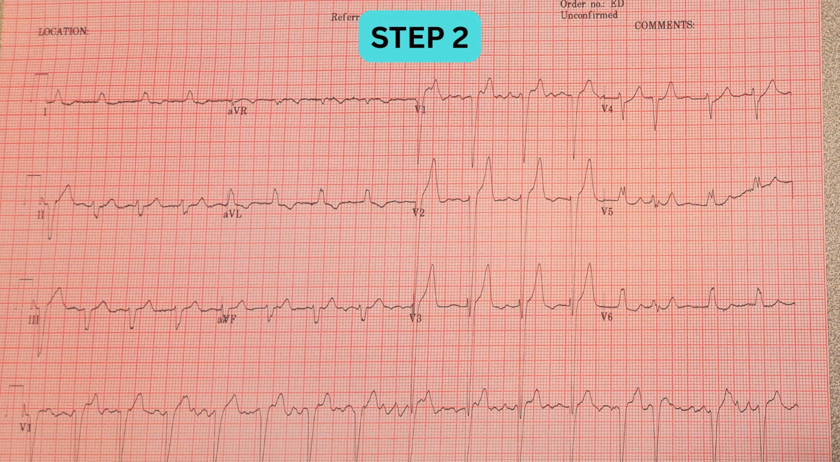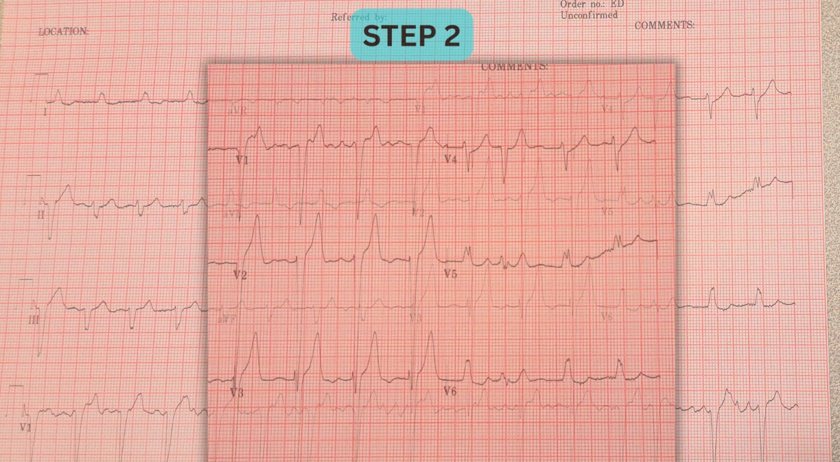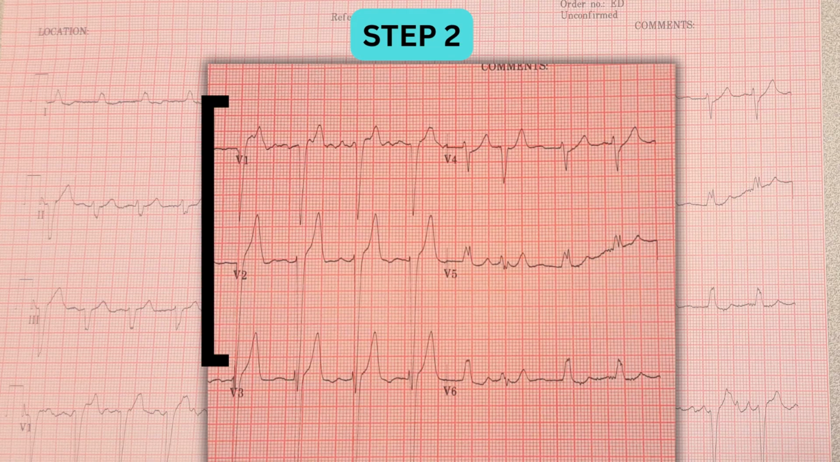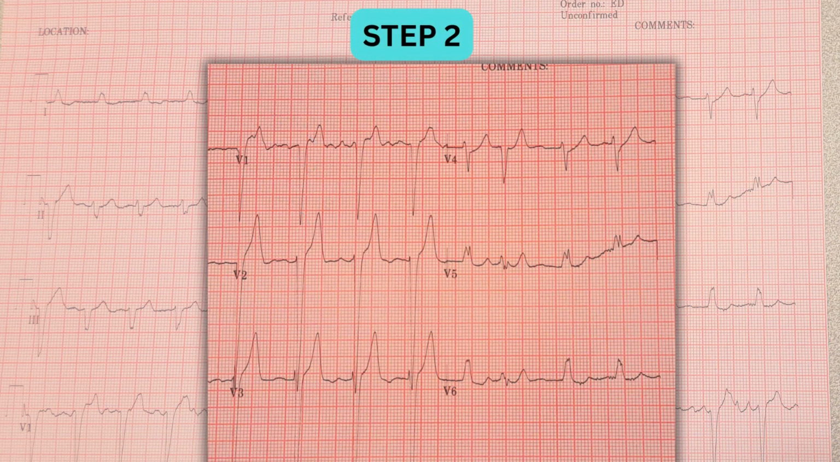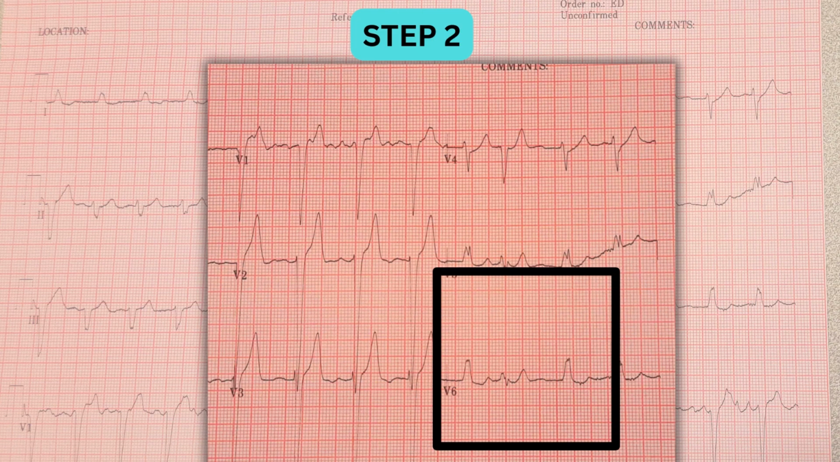Step 2. Focus on leads V1 and V6. These are the bundle branch leads. V1 is the right chest lead. In left bundle branch block, you will often see a deep, wide, entirely negative QS or rS complex, that is no R wave or a very small initial R wave. Lead V6, which is a left chest lead. In left bundle branch block, you will see a broad, tall, monophasic R wave, sometimes with a notched M-shaped appearance. Mnemonic is WiLLiaM pattern, W shape in V1 and M shape in V6.